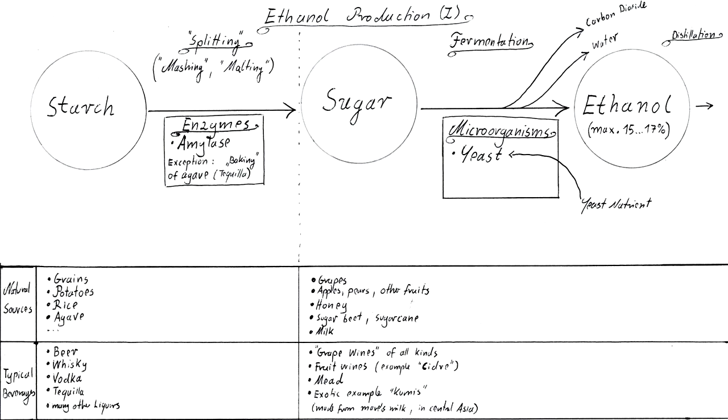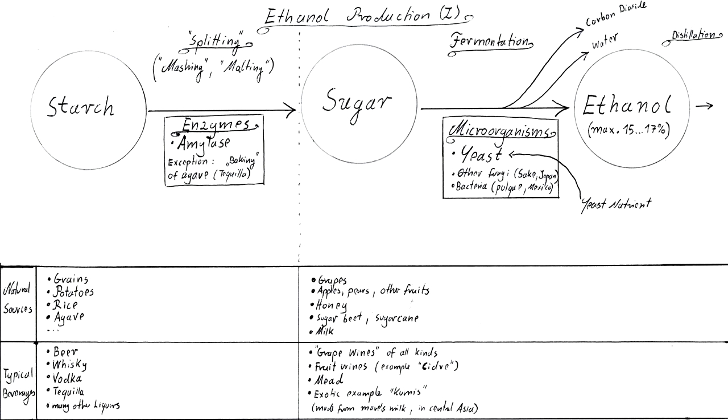In some rare exceptions, microorganisms other than yeast take the most important role in the fermentation process. Examples are the fungi used in the production of sake in Japan and the bacteria involved in the production of pulque, an alcoholic beverage made from agave by some of the native peoples of Mexico.